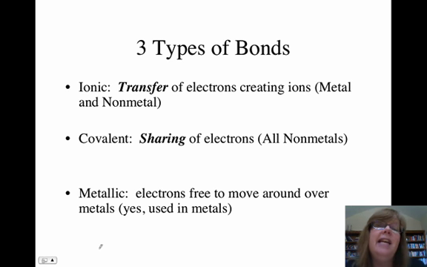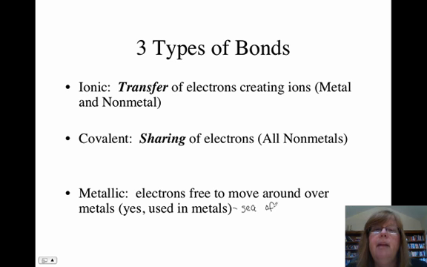The key here is that the electrons that are taking part in the bond are transferred, and you're going to create ions. Ionic compounds are made of metals and nonmetals. A covalent bond is when electrons are shared, and that is with all nonmetals. Metallic bonds are when electrons are free to move around over the metals, so the valence electrons are just kind of in a sea of electrons.